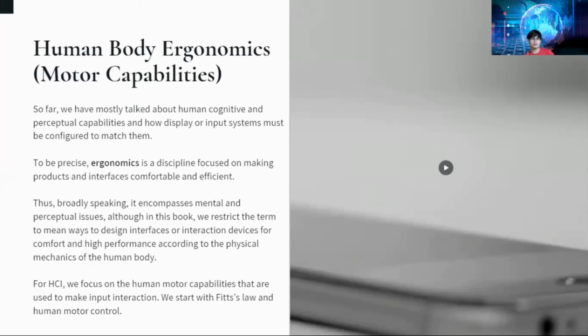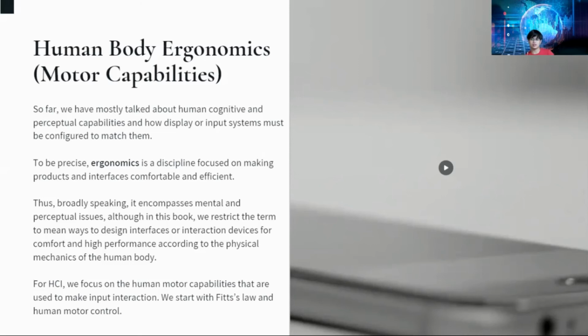So to be precise, ergonomics is a discipline focused on making products and interfaces comfortable and efficient. Thus, broadly speaking, it encompasses mental and perceptual issues. Although in this book, we restrict the term to mean ways to design interfaces or interaction devices for comfort and high performance according to the physical mechanics of the human body. For HCI, we focus on the human motor capabilities that are used to make input interaction. So we start with Fitts' law and human motor control.